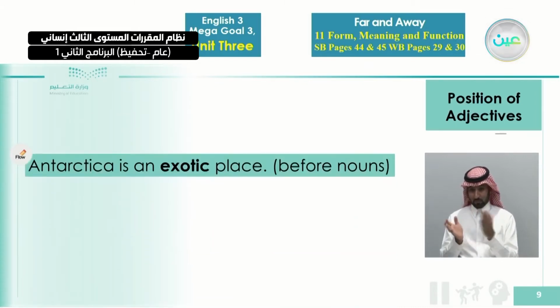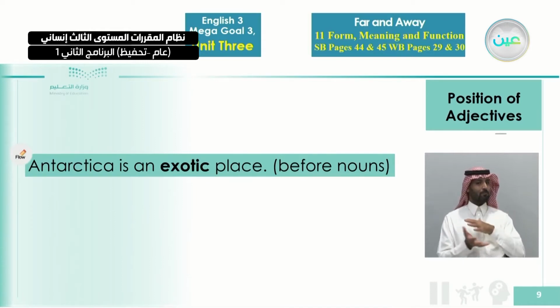Okay, now we're talking about the position of adjectives. If you have an adjective, it depends on if you have a noun. If you have a noun, that means the adjective precedes the noun. Like the example here, Antarctica is an exotic place. So exotic is an adjective here. It modifies or explains or describes the noun place. Okay, so it comes before the noun.